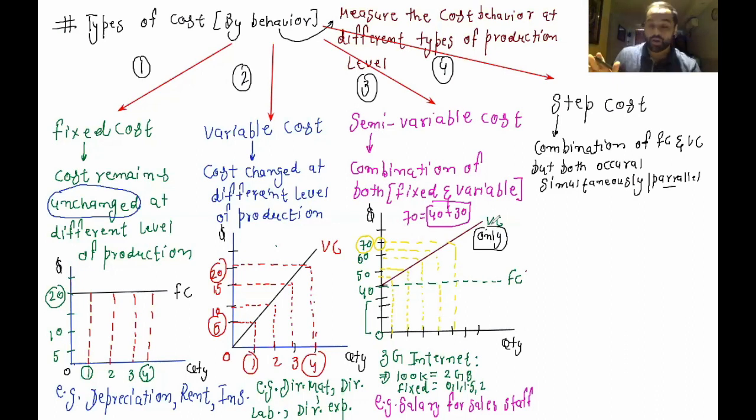You never get fixed cost again under semi-variable cost. But under step cost, both costs occur at the same time: fixed, variable, then fixed, again variable, fixed, variable, right? So this is your step cost. So how does step cost look?